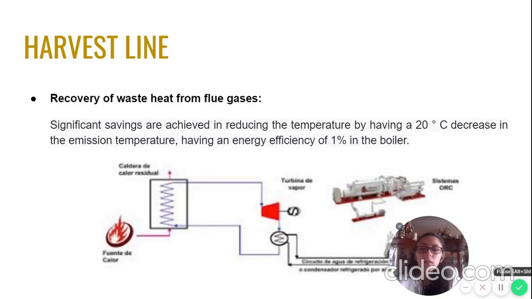Harvest lines. The lines for the use of residual heat are mainly two. The first is the recovery of waste heat from the gases, where a decrease of 20 degrees Celsius in the emission temperatures of the gases implies an increase in the energy efficiency of a boiler of 1%. Since the combustion gases come out very hot, the possible reduction in temperature is great, achieving significant savings.